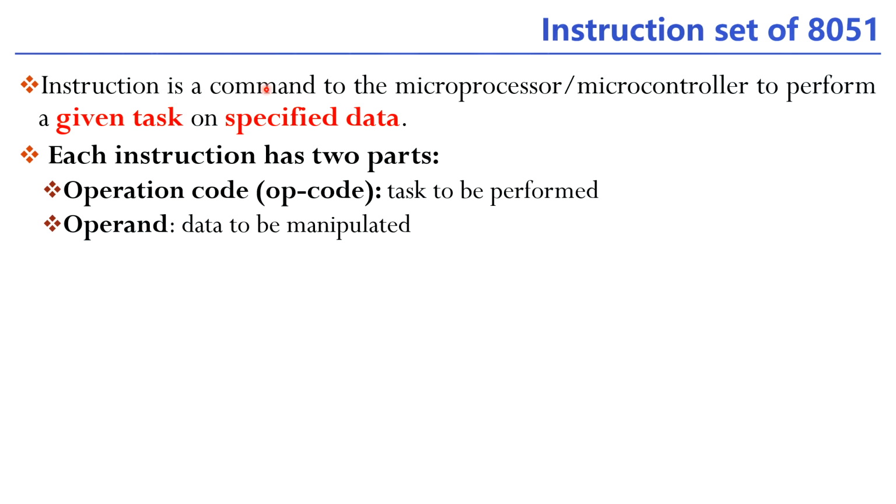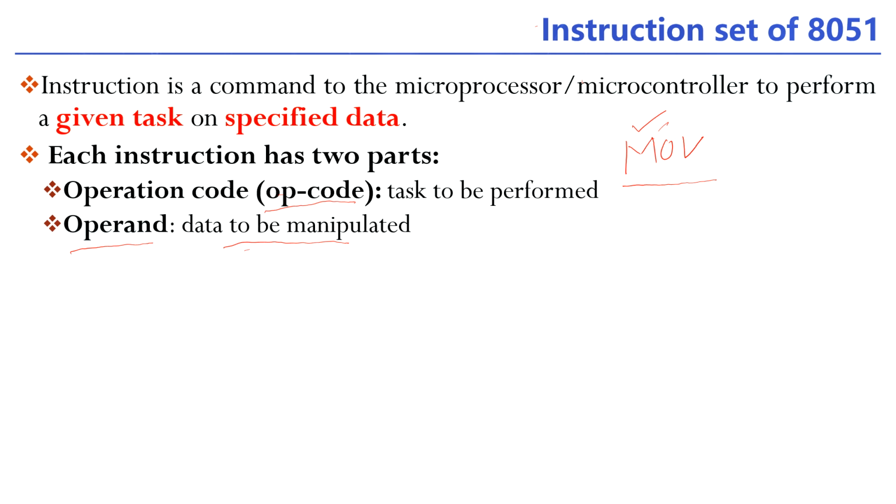Just think, we can take a pen here. Just see here, move. This type of syntax, this is the move. This move is the operation code, also called the opcode. The second thing is the operand, the data to be manipulated.